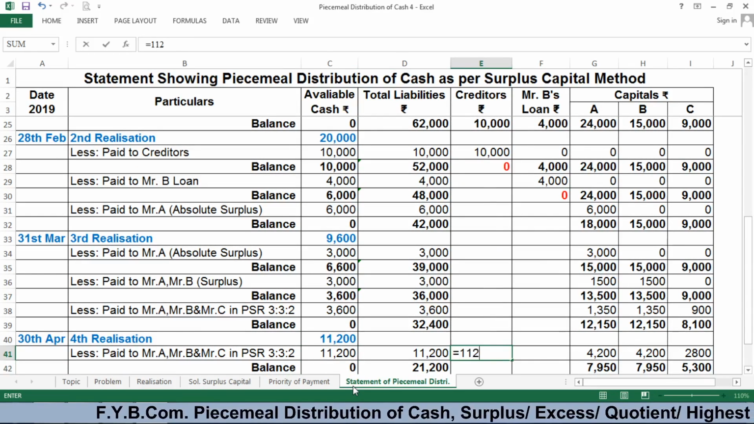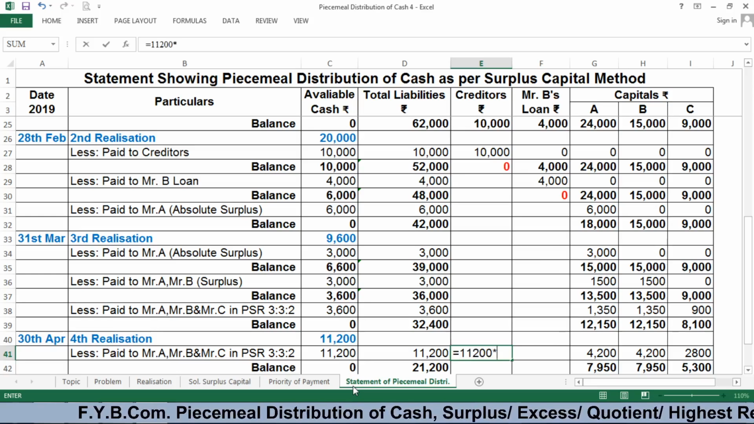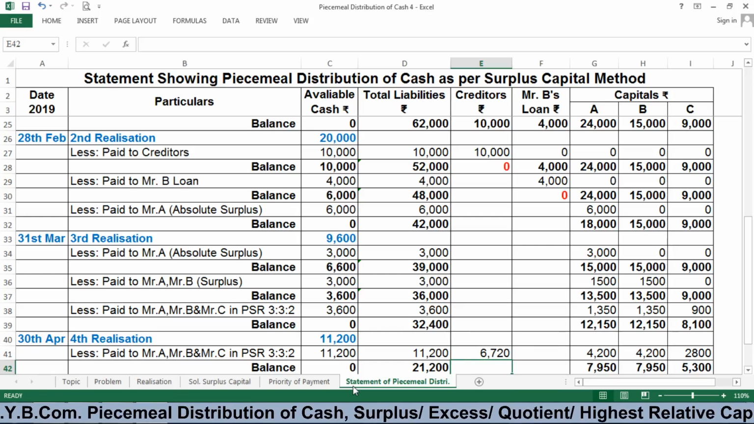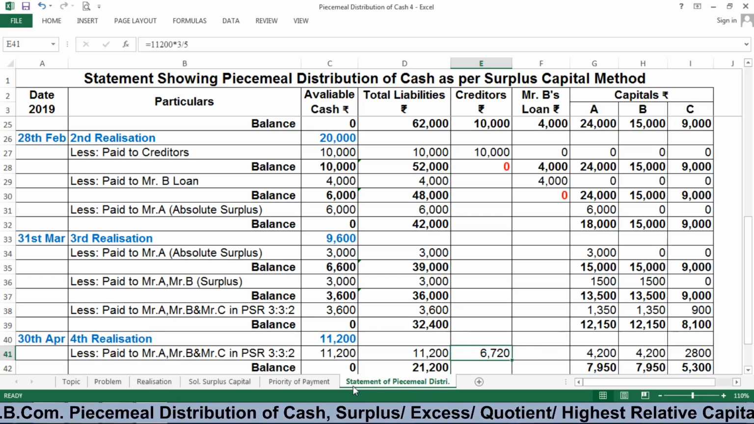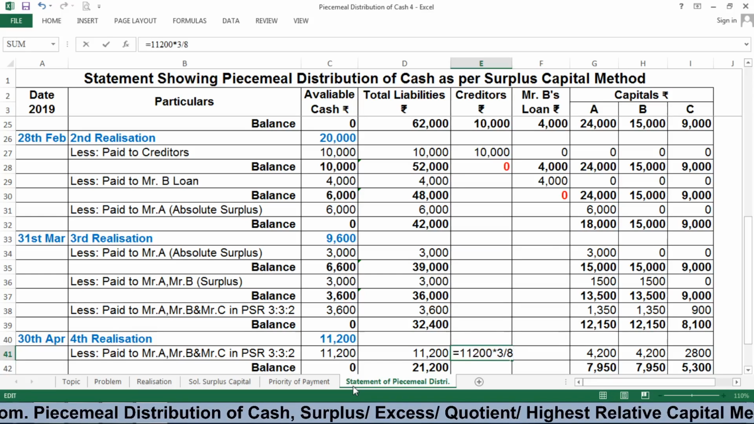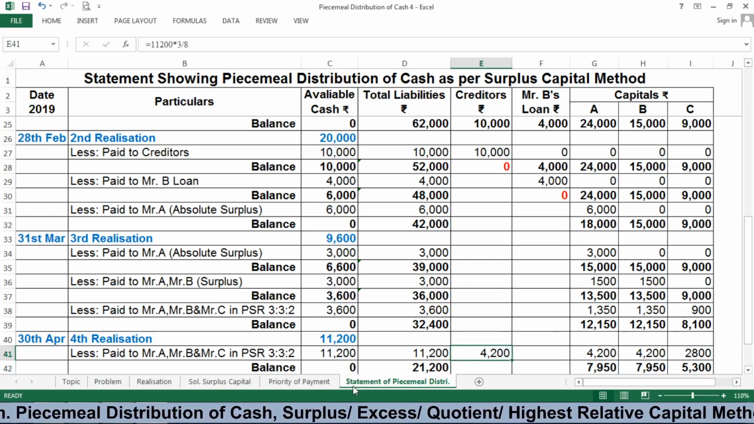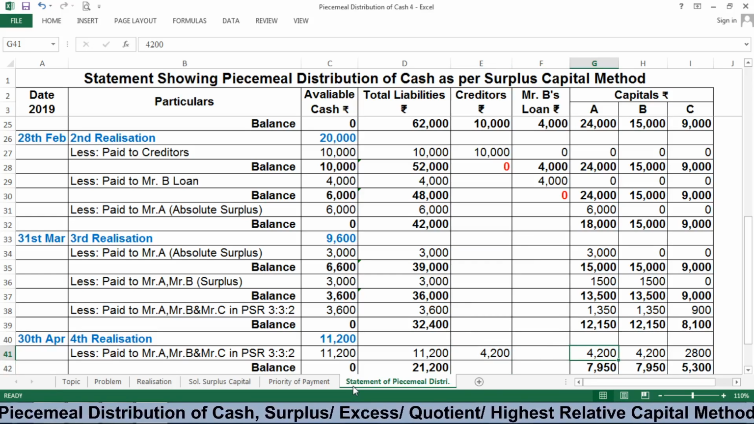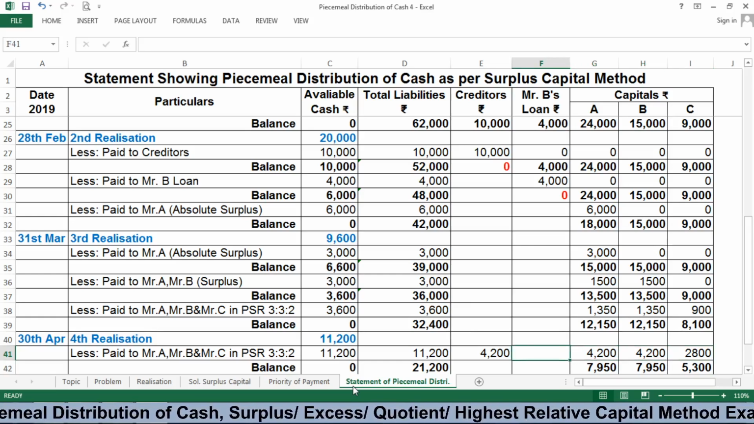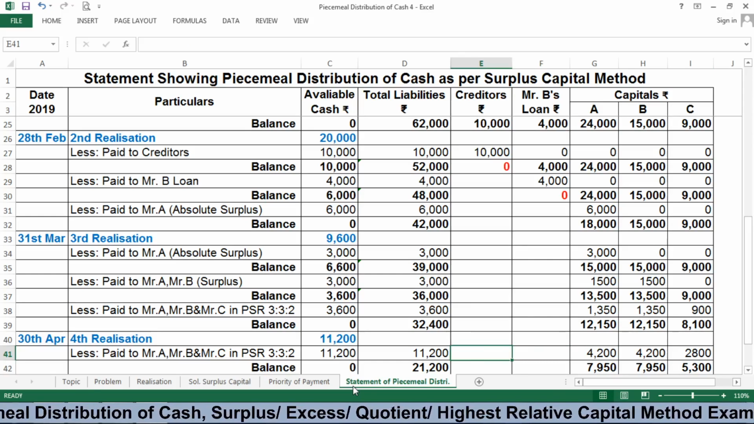So we have 11,200. Mr. A will receive 3 share out of 5. Mr. B will receive same and Mr. C will receive 2 share. So this is one way where you can calculate the share of Mr. A, B and C, that is 11,200 into 3 divided by 8. Sorry, here I calculated 5, it is 8. So the balance is 4,200. So Mr. A will receive 4,200, Mr. B will receive same, and Mr. C will receive 2,800.